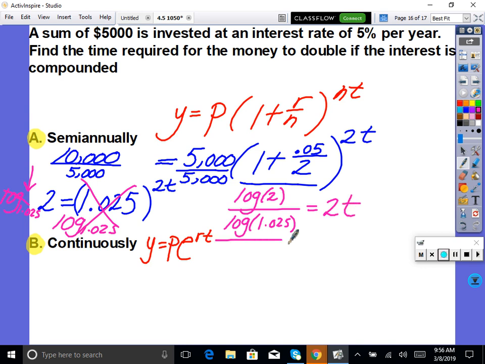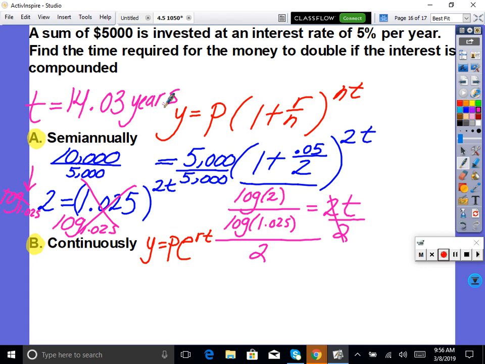Then we'll divide by 2 to get t alone. So to get our $5,000 to double, we're going to have this money in the account for how many years? 14.03 years. Okay, let's do the compounding continuously.